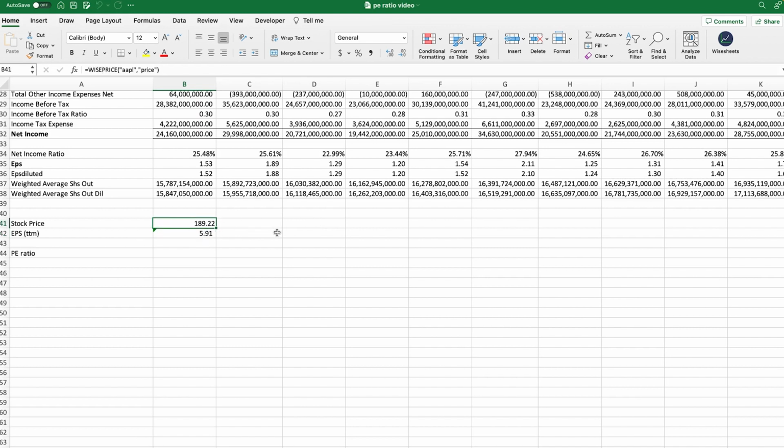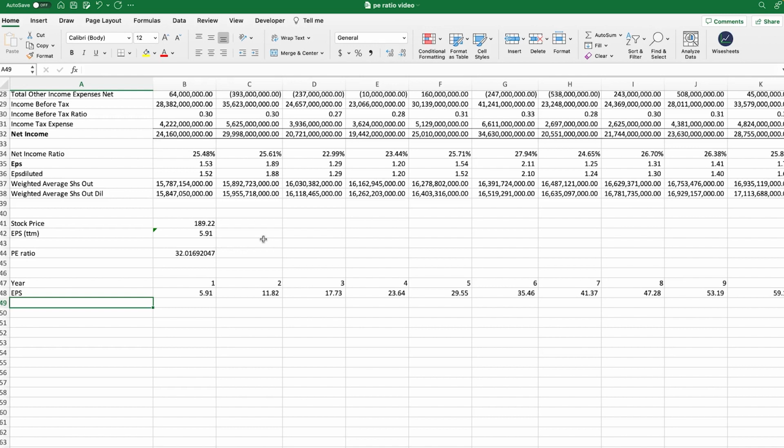So now we can easily calculate the PE ratio of the company. So if you remember, it equals the stock price divided by the EPS. So we already have the stock price. We divide by the EPS. And in this case, this is going to give us the PE ratio right away.